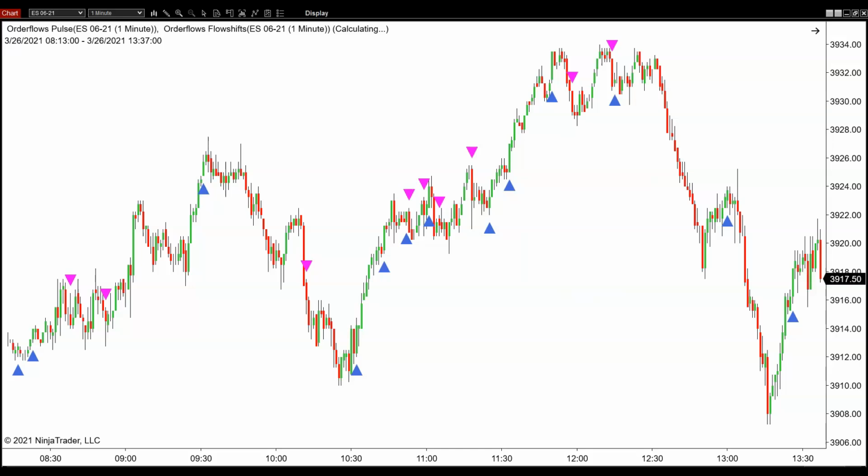I saw there were instances of volatile markets. I think this is the last question. Okay, well anyway, this is the Pulse here on the E-minis. It's still loading the Flowshifts. The Pulse is these big arrows. I set it to differentiate the arrows just so you can see it differently. The Pulse is this magenta and this blue, whereas the Flowshifts will be the red and the normal blue.